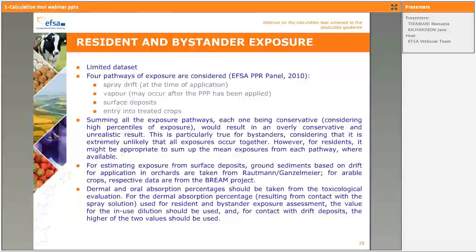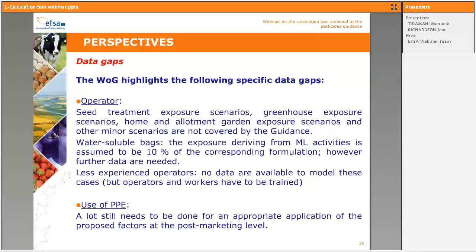For the resident bystanders, a couple of words just saying that the database is limited, and also that we have some limitation in terms of the possibility of performing risk assessment because of the lack of an acute reference value for those classes. I want to highlight that the guidance and the calculator have some weaknesses in terms of scenarios represented, because of course scenarios like seed treatment, greenhouse, home and allotment garden exposure scenarios, and other minor scenarios are not covered.